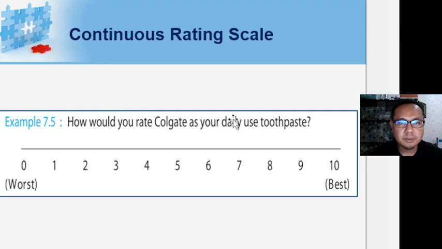This is an example of a continuous rating scale. For example, how would you rate Colgate as your daily use toothpaste? It's a continuous rating scale.